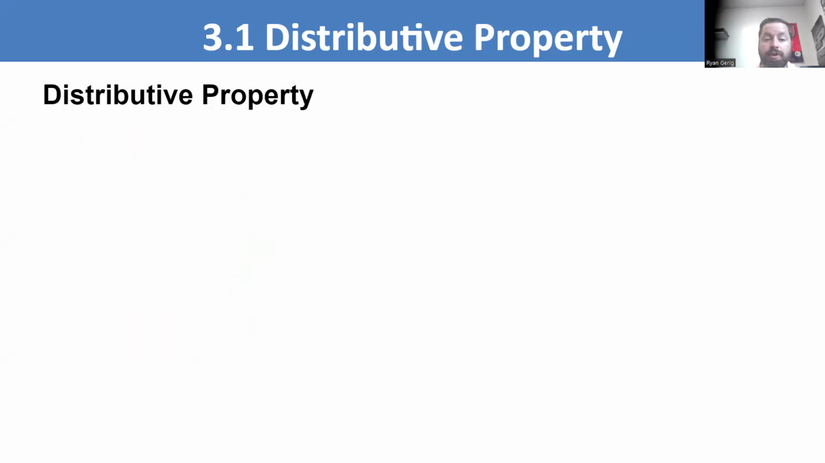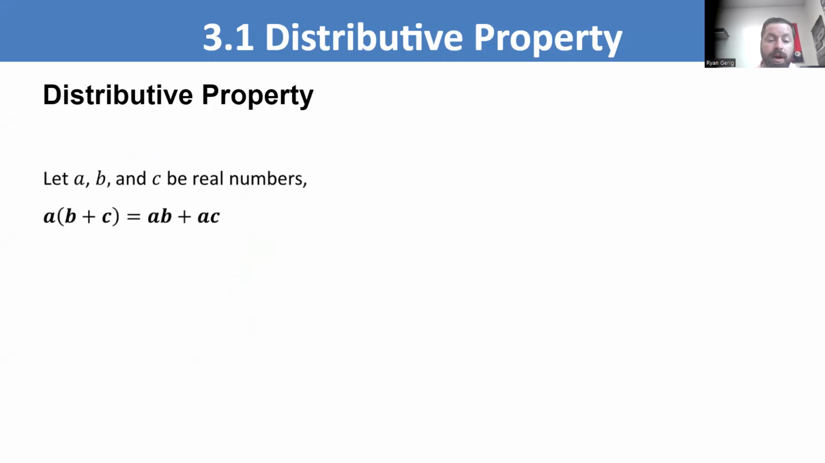So first, let's look at the distributive property. What is the distributive property? Well, we're going to look at 3 numbers, A, B, and C. What we're going to be doing is taking one of the numbers and multiplying it by the quantity of the other 2 numbers added together. So that's what this is showing. A times the quantity of B plus C is equal to A times B as well as A times C added together.